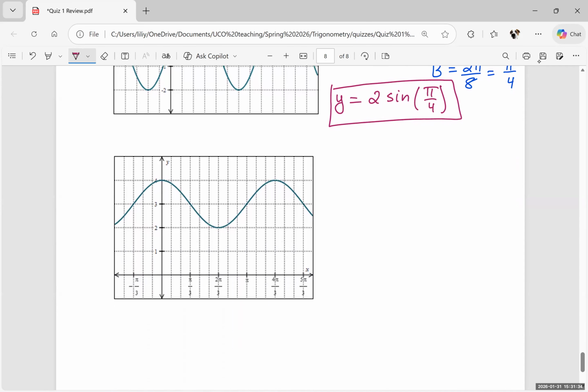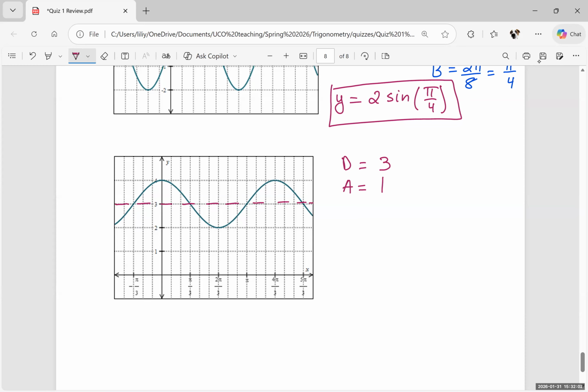And then let's try this one. Obviously on this one, the midline is not at the x-axis, so figure out where the midline is. It's not too difficult on this one to figure out. It's right here. So D is 3. Then the amplitude: from the midline, how many steps up, how many steps down? That looks like just 1 here and 1 here. So A is 1.